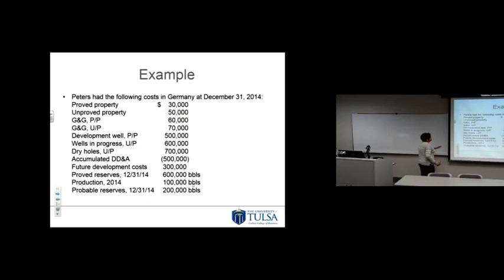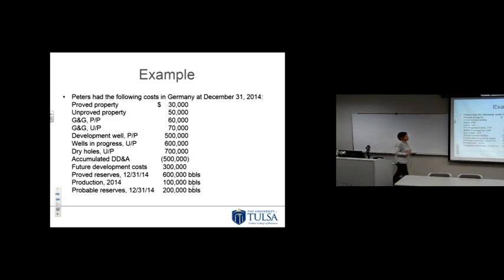To finish developing all of our proved reserves, we think it's going to cost another $300,000. So our proved reserves at the end of 14 are 600,000 barrels. Production for the year of 14, 100,000 barrels. And then we also have probable reserves of 200,000 barrels at the end of 14. Okay, so what are we going to do?